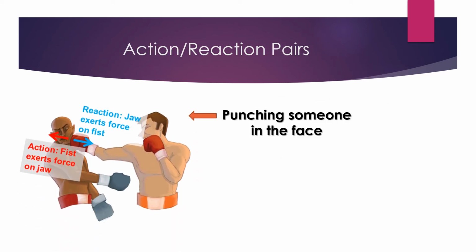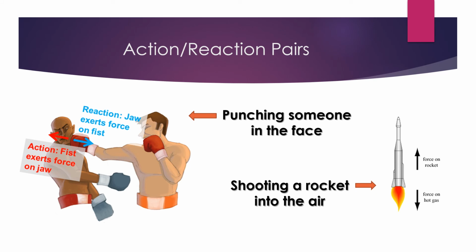Punching someone in the face. This is a great example of action-reaction pairs. If you punch somebody in the face, you are exerting force on their face, but you're also going to feel that force, equal and opposite, back on your hand. So the harder you punch them, the more your hand's going to hurt, right? Equal and opposite. Shooting a rocket into the air. Hot gas goes down towards the earth, shooting the rocket up in the sky, equal and opposite. The more fuel, the more force, the higher that rocket's going to go.